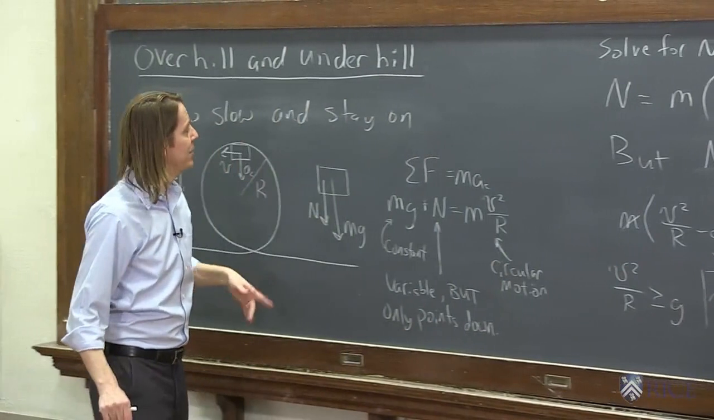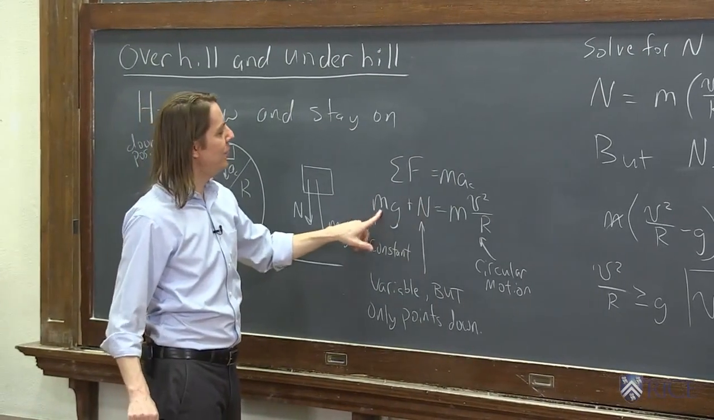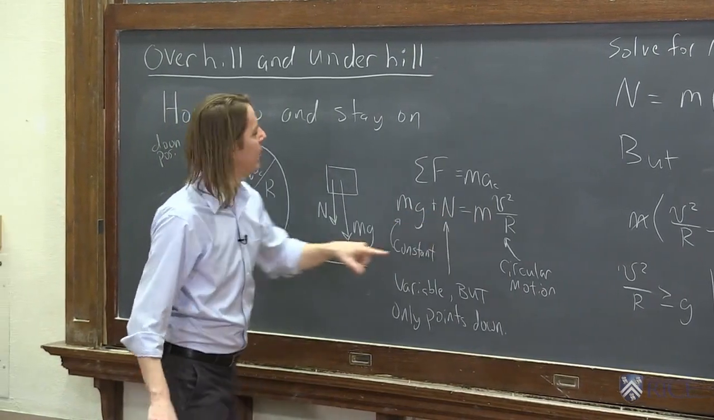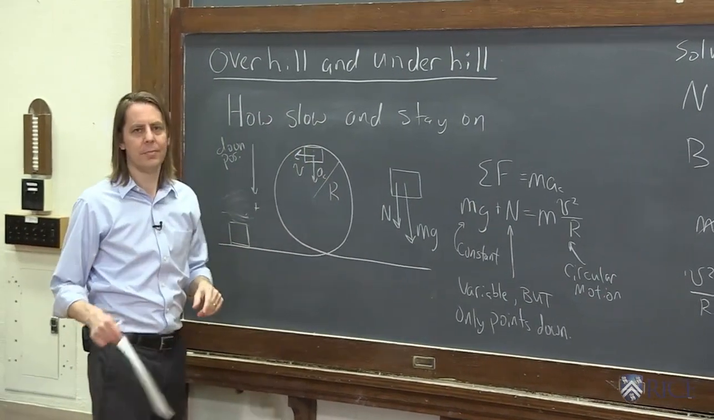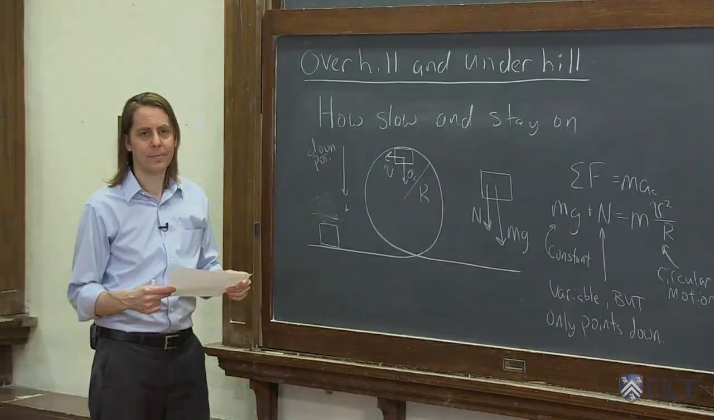If you go faster than that, you'll be fine. If you go slower, you basically have too much gravity pulling you down. The normal force is all the way to 0. So if you want to go slower than that, you've got too much force, and that's why you fall. So that is underhill. Next we'll do overhill.